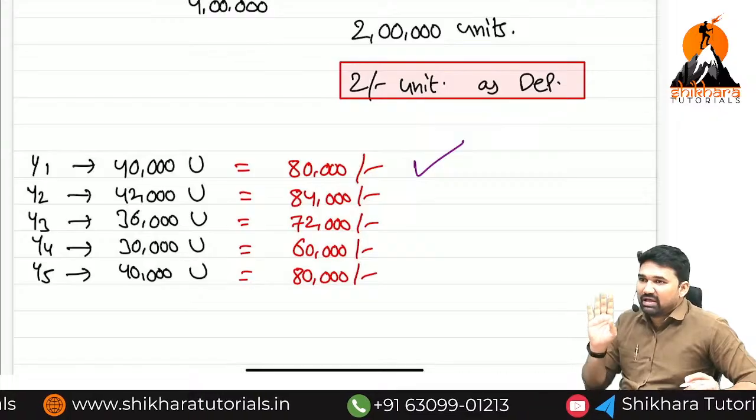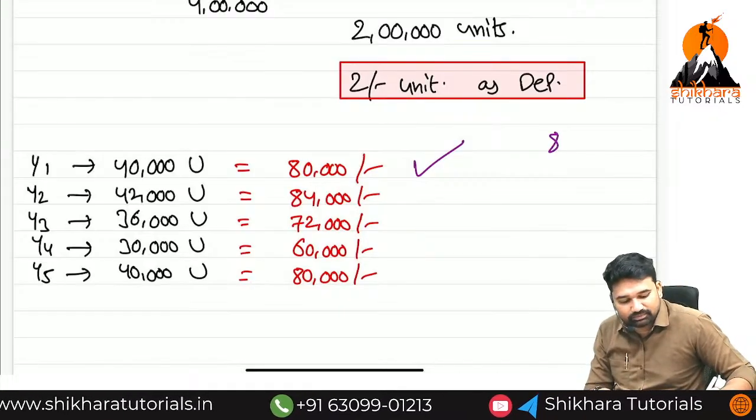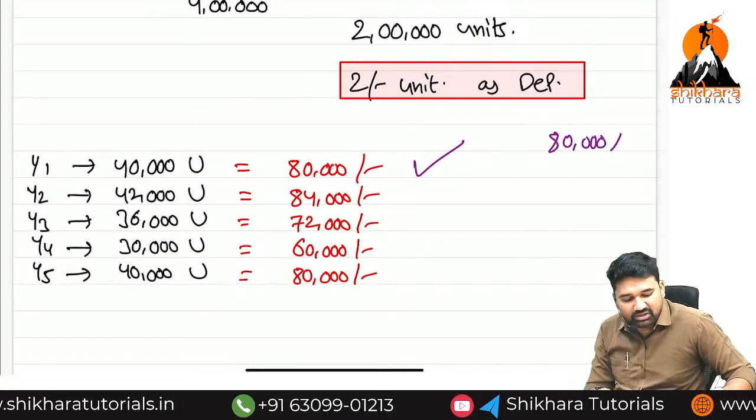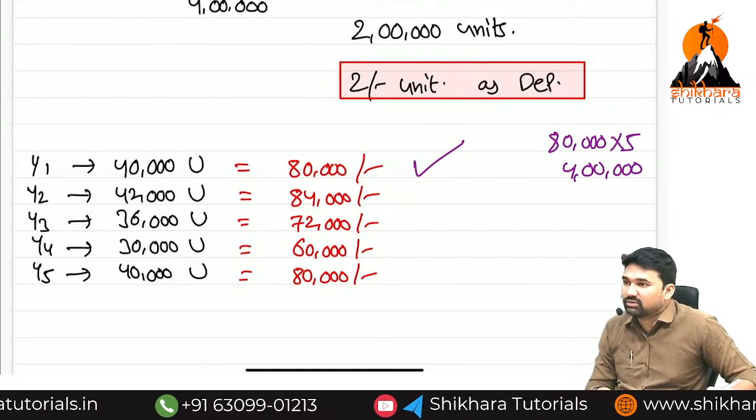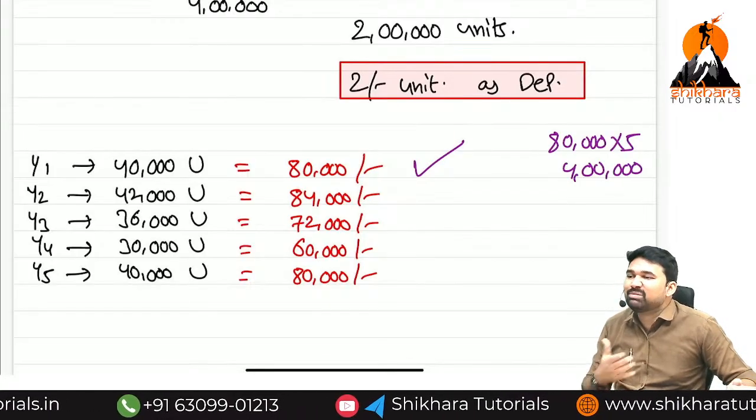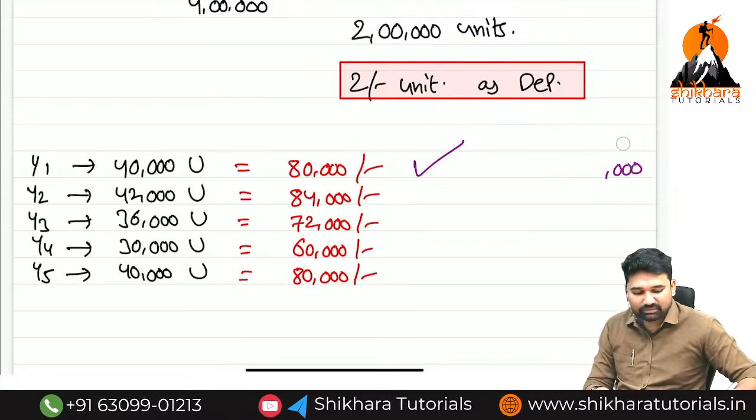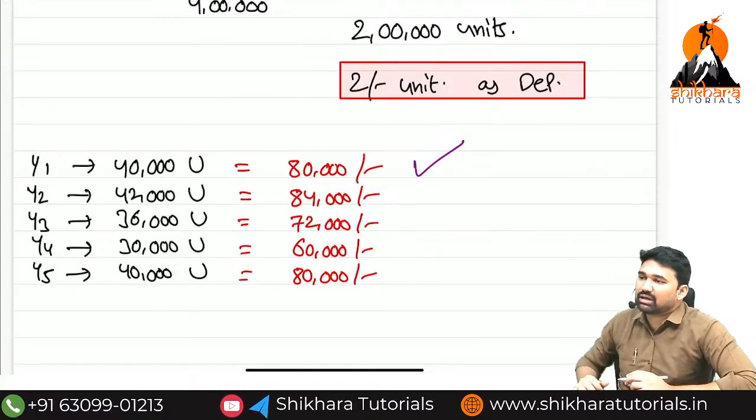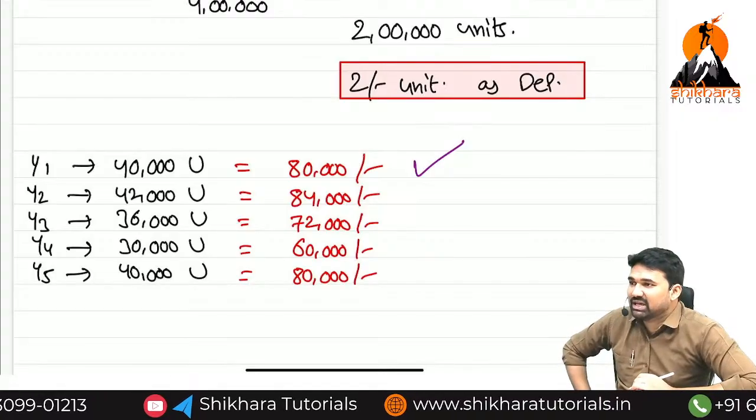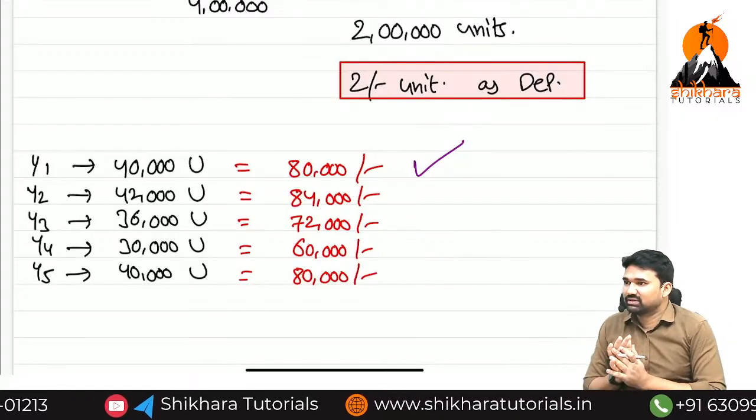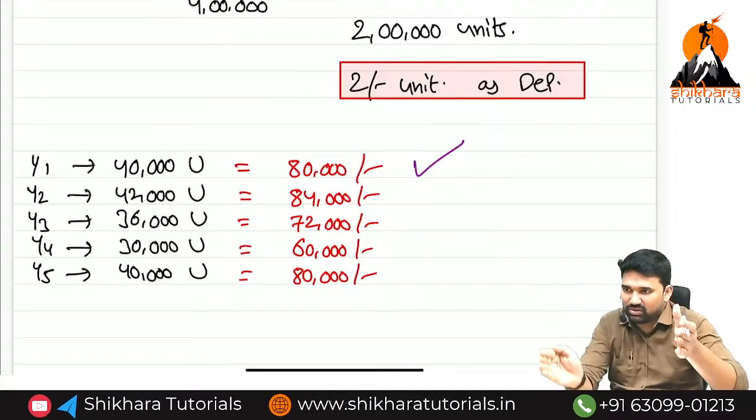Why? Because if we are able to recover 80,000 per annum, 80,000 into 5, how much? 4 lakhs. What is the cost of the machine? 4 lakhs. So it will be better for us. The complete depreciation will be entirely covered. Listen carefully. So in each year, how much we need to charge? 80,000. First year, how much we charge? 80,000. Congratulations. We succeeded to recover depreciation in a successful way in year 1.